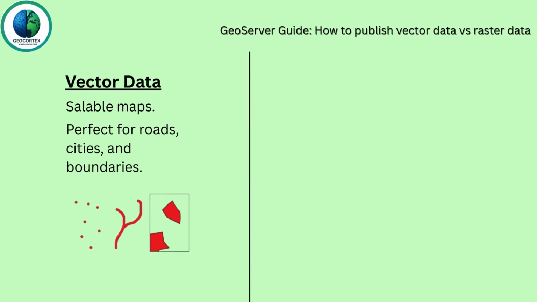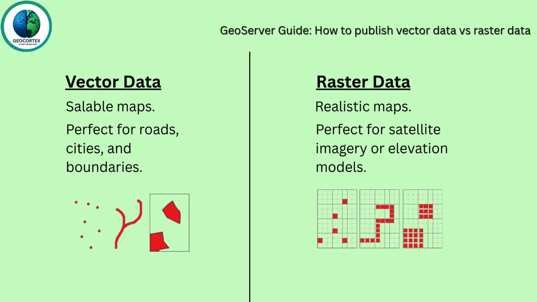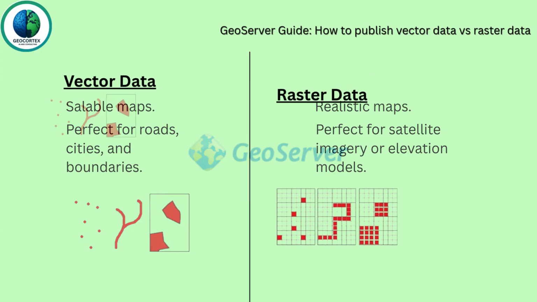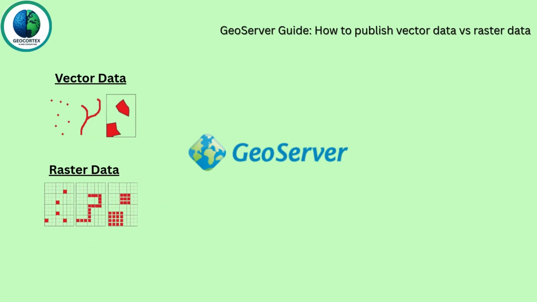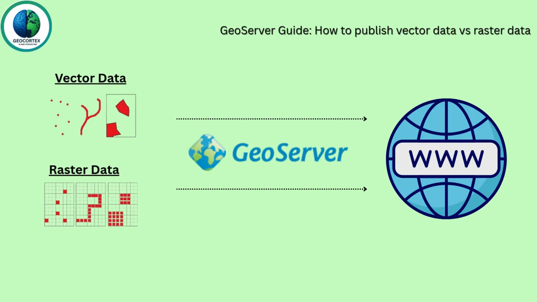So, what's the takeaway? Vector data gives you clean, scalable maps, perfect for roads, cities, and boundaries. Raster data brings realism, like satellite imagery or elevation models. And GeoServer? It's the bridge that serves both to the web in just a few clicks.